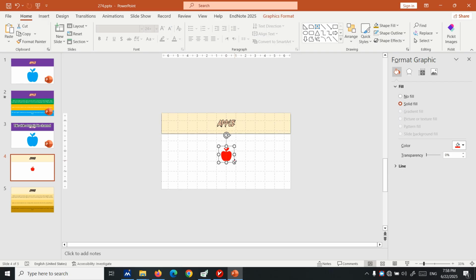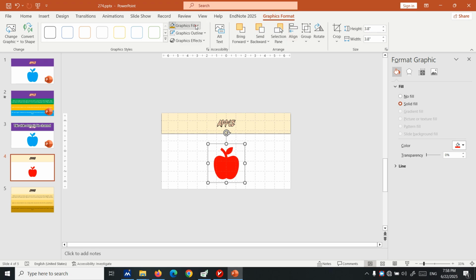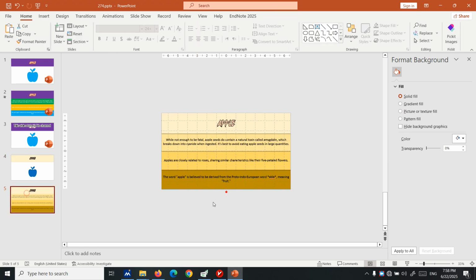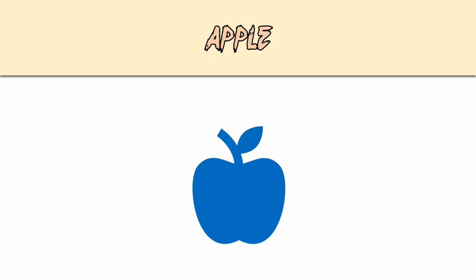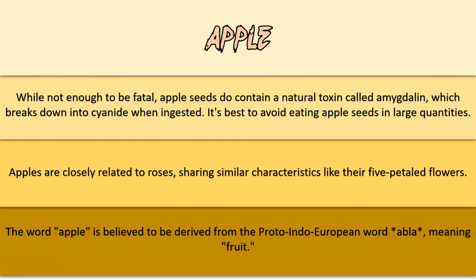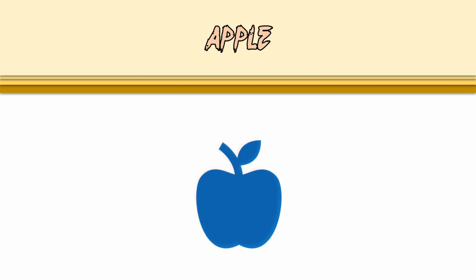You see, now bring this thing up and bring this thing to the top. Hold Ctrl and Shift and make it bigger. Now let's change the color to something I like more, this blue, and then set the transition to morph. Let the magic happen. I hope you like the transition.